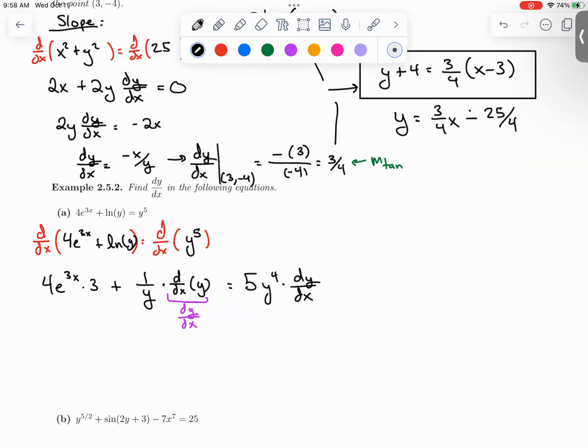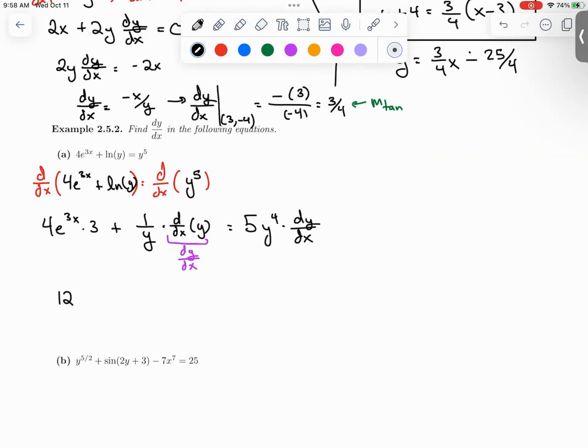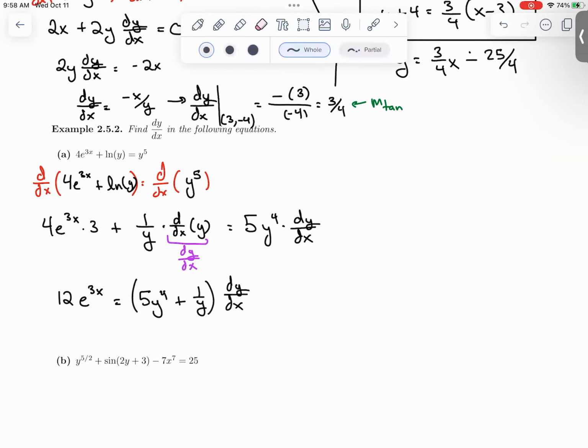And looking at this, it doesn't matter which one I decide to do. If I bring my 1 over y dy/dx to the right hand side, I only have to do one piece of algebra, so that's what I'm going to do. This gives me 12e to the 3x equals 5y to the 4th plus 1 over y, in parentheses, dy/dx, not plus, minus. And I skipped a step here, so please ask me if you need me to show that step.